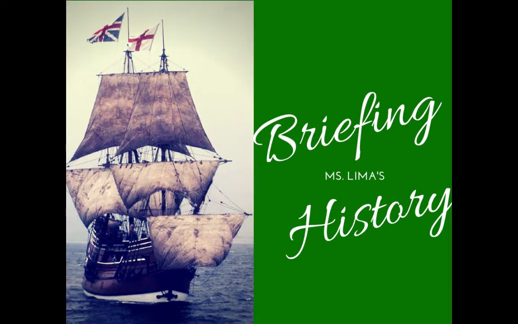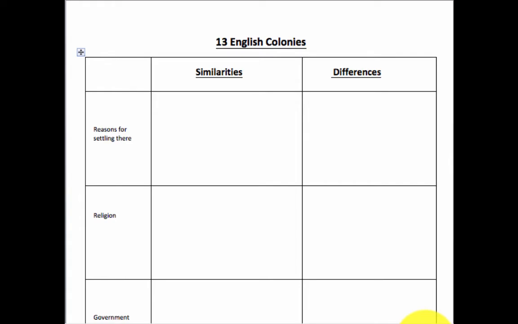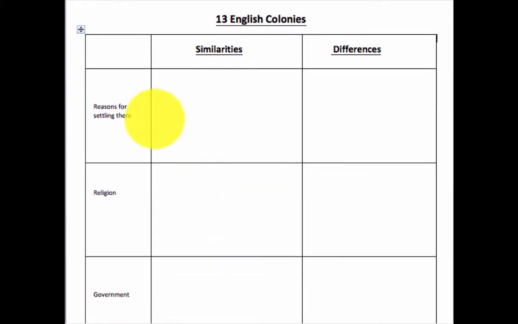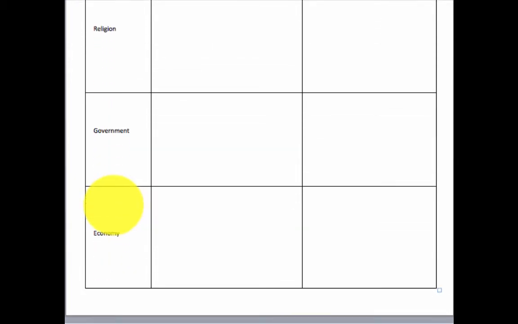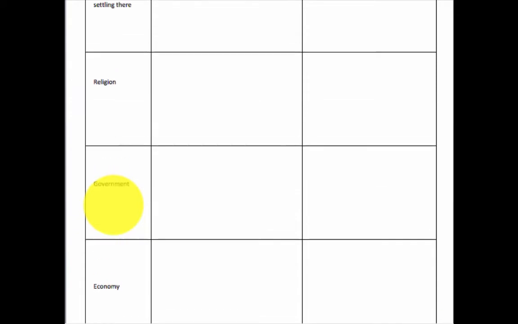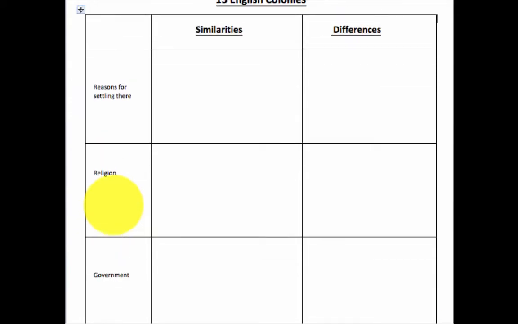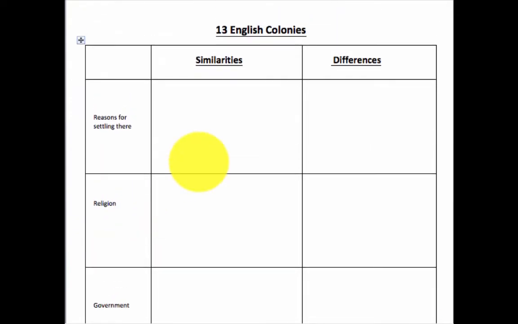Welcome back to Briefing History. Today we're going to talk about the 13 English colonies, their similarities and differences. It's going to be broken down into different sections. If you look over to the left-hand side, you see we have regions for settling, religion, government, economy. These are the four separate sections that we're going to talk about similarities and differences. Let's go ahead and start with our similarities.